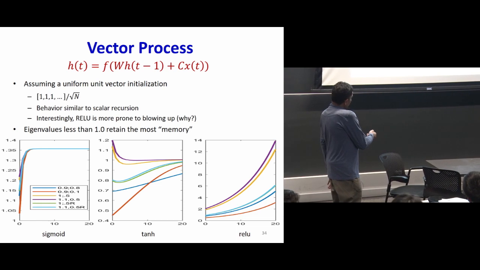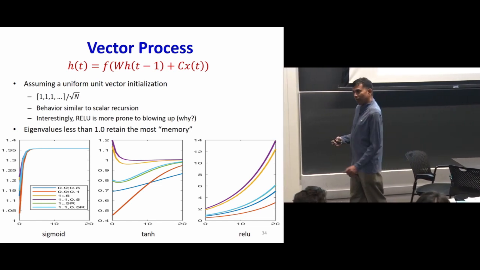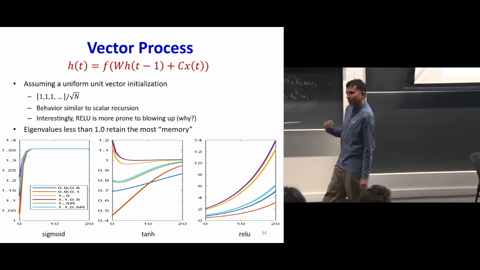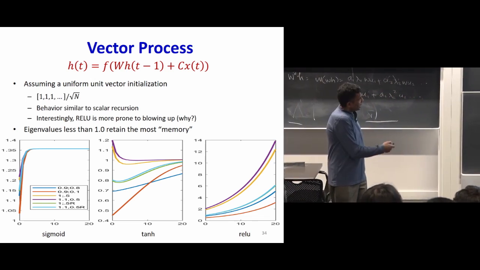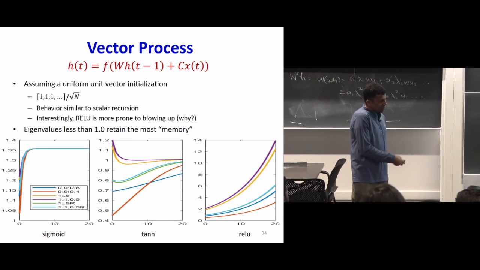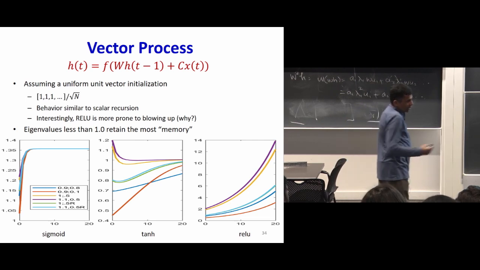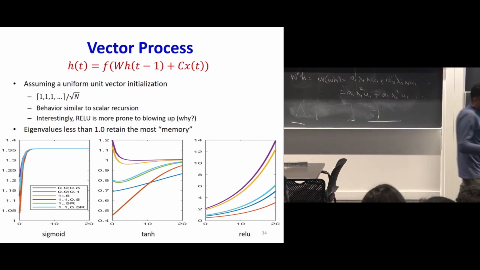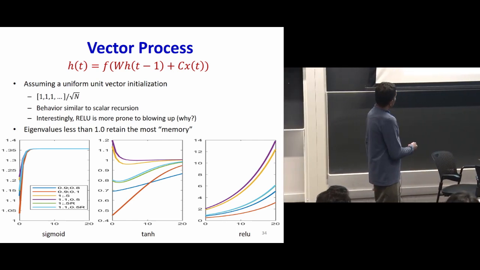For the TANHs, it tends towards saturation, but it has some memory-like behavior that you like. In the case of ReLUs, it's peculiar. These weights are randomly initialized, and it tends to just blow up, because eventually, you're going to get into this domain where everything is positive and the positive stuff keeps building on itself and the negative stuff zeros out.